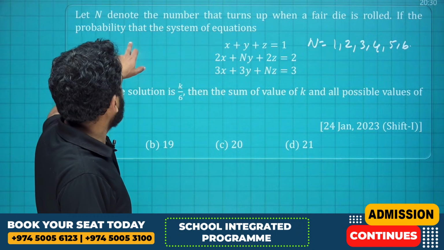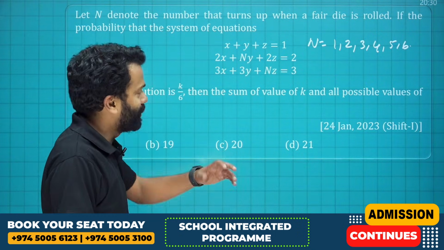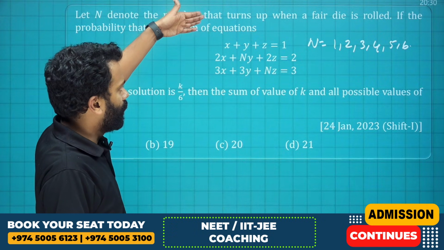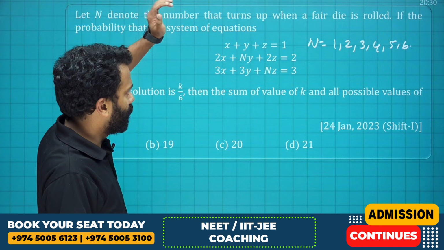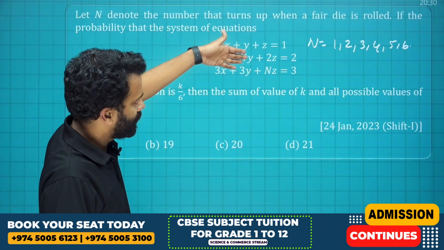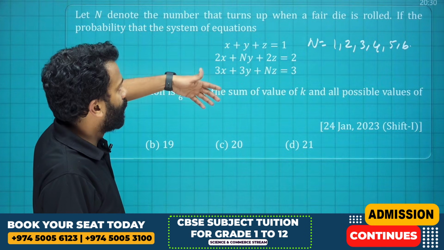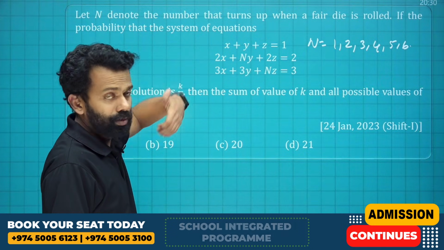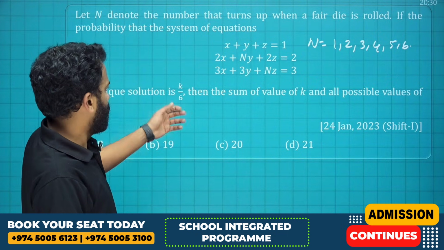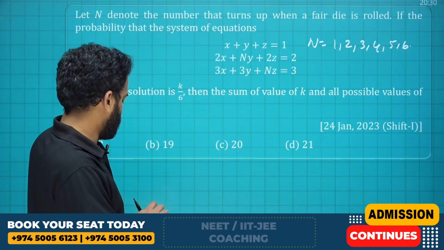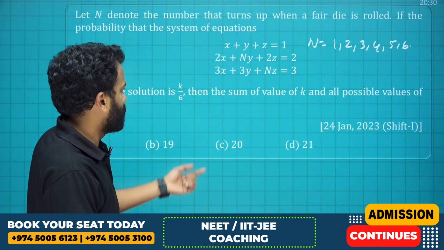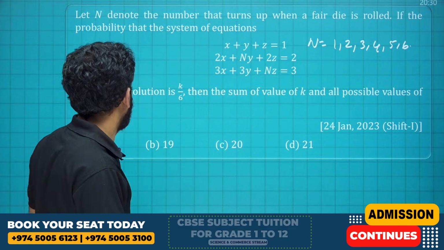And if the probability that the system of equations is given, three equations: x plus y plus z is equal to 1, 2x plus ny plus 2z is equal to 2, 3x plus 3y plus nz is equal to 3, such that it is having a unique solution. The probability that this is having a unique solution is k by 6. Then find the sum of values of k and all possible values of n.